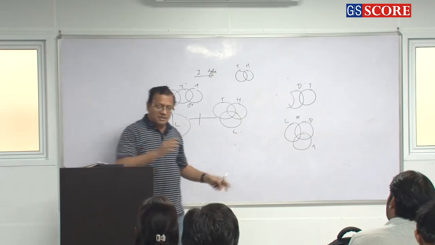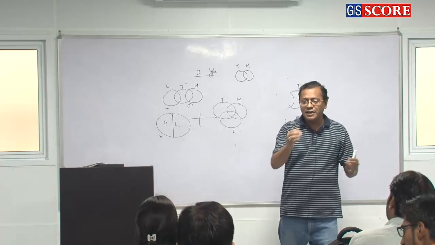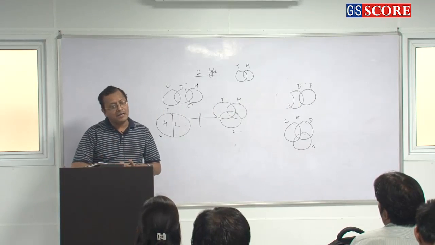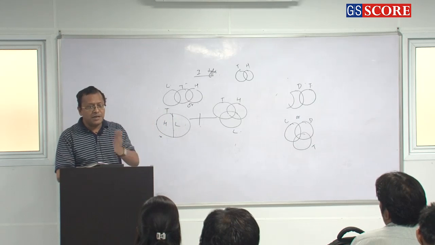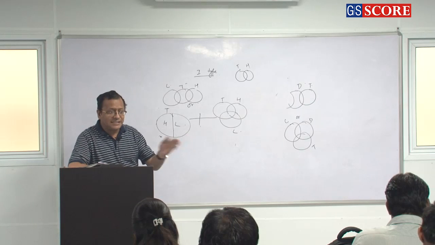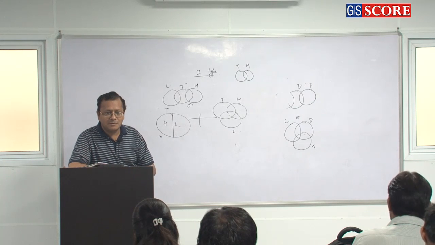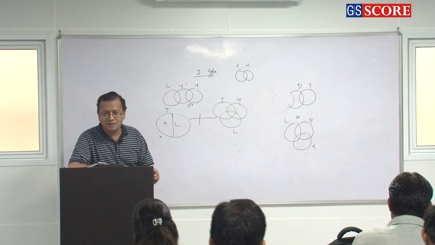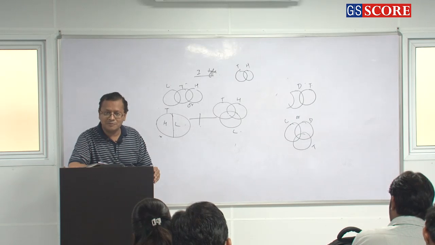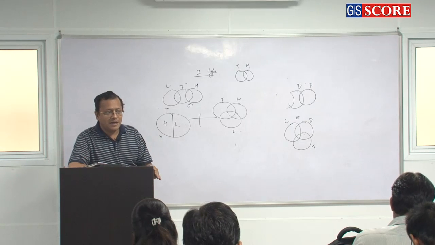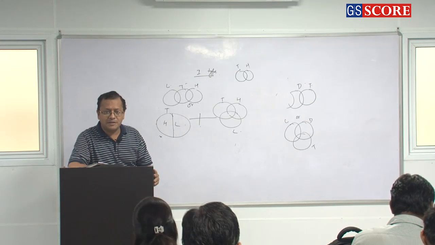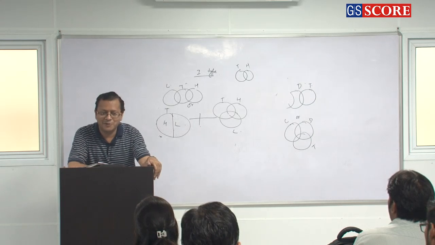This was a categorical syllogism, A-E-I-O, and this is a hypothetical syllogism. If it rains, I will take an umbrella. So if A happens, B happens. Okay, it is raining, which means what? I will take an umbrella. Clear? These are the conclusions. I have taken an umbrella. What does that mean? It rains? Not necessary.